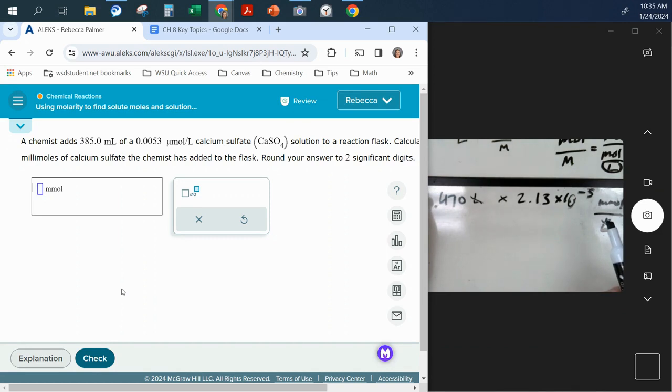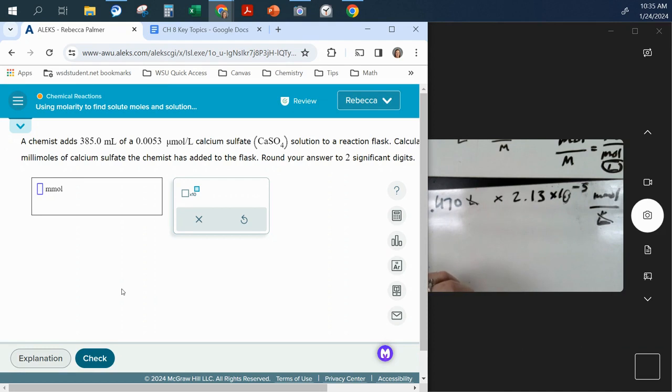So I'll get whatever I get from here, and then I times that answer by, divide by 1,000. Move the decimal to the left 3 times. Divide what by 1,000? Your answer. Oh, so I get that answer and then I just divide by 1,000? Yes. Because micromoles is 1,000 times smaller than millimoles.